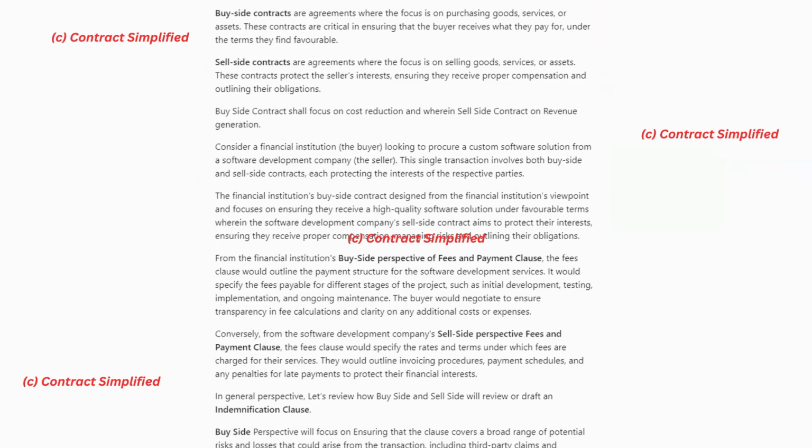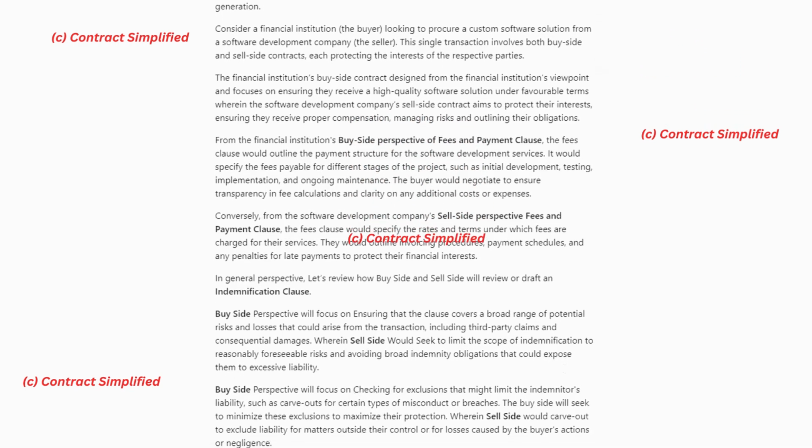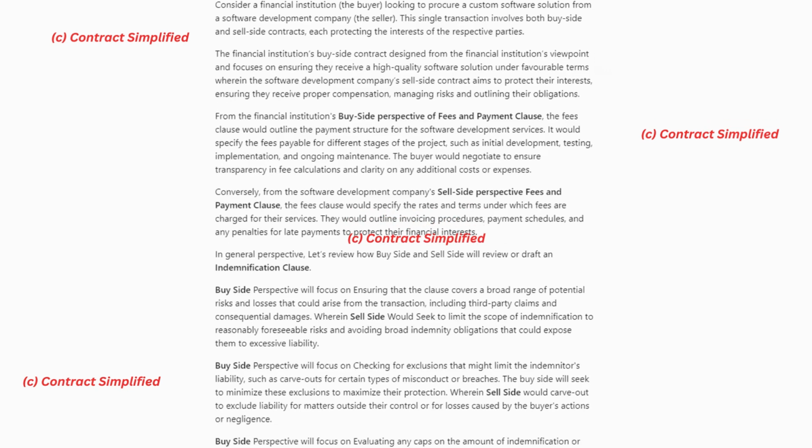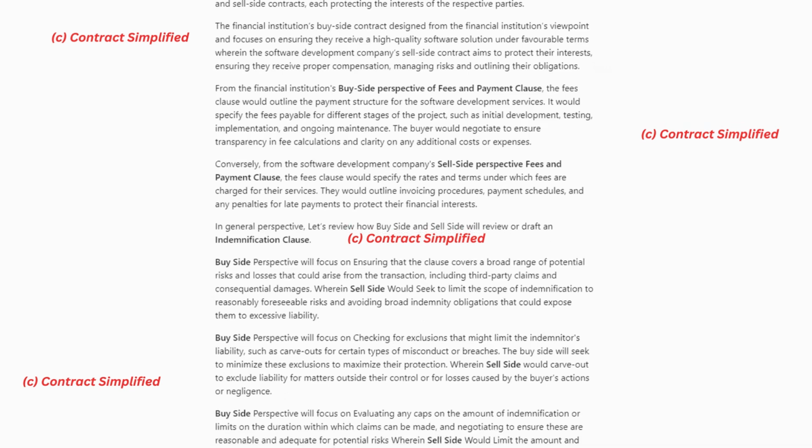Buy-side contracts are agreements where the focus is on purchasing goods or services or assets. These contracts are critical in ensuring that the buyer receives what they pay for under the terms they find favorable. Sell-side contracts are agreements where the focus is on selling of goods, services, or assets. These contracts protect the seller's interest, ensuring they receive proper compensation and outlining their obligation. Buy-side contract shall focus on cost reduction, wherein sell-side contract on revenue generation.